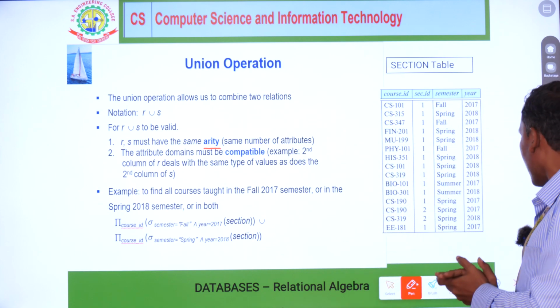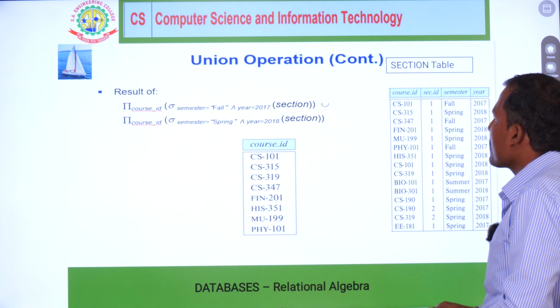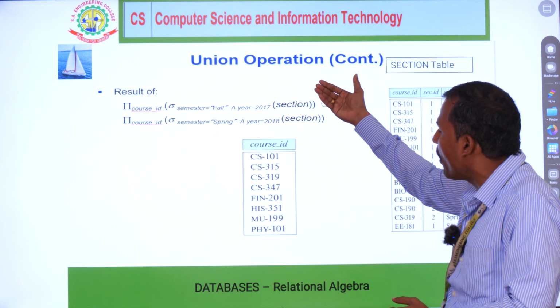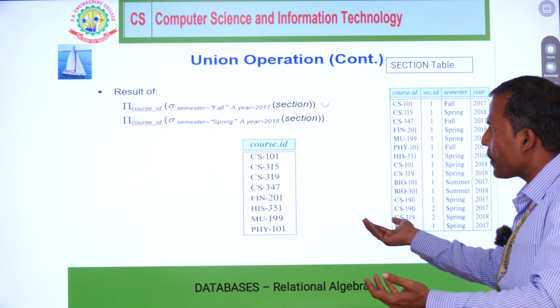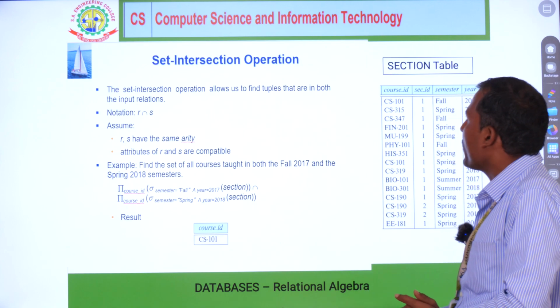Let me have a quick glance. So this is what the result is. These are the courses that were taught either in fall or in spring or both. Quickly move on to the intersection operation.